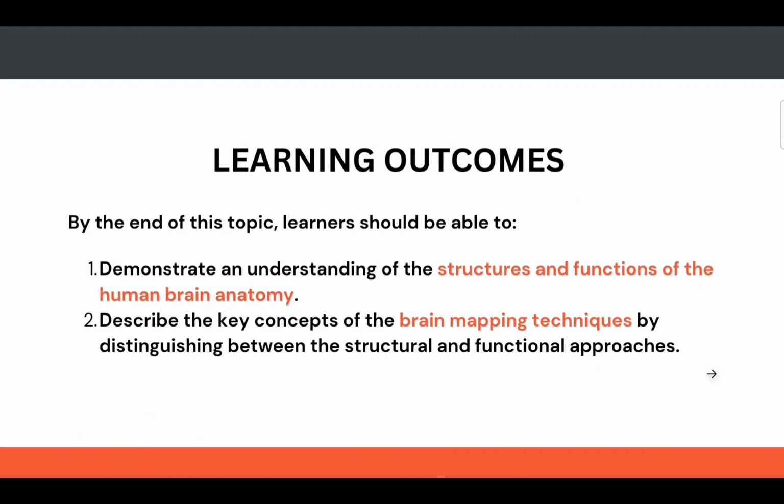Alright, so in this recorded lecture, we will cover two subtopics. The first one is the brain structures and function, and the second one is the brain mapping techniques. By the end of this topic, learners should be able to demonstrate an understanding of the structures and function of the human brain anatomy and describe the key concepts of the brain mapping techniques by distinguishing between the structural and functional approaches. However, in this first part of the pre-recorded lecture video, we will cover the first subtopic, which is the brain structures and function. Later, you will also watch the second part of the topic, which is the brain mapping techniques.